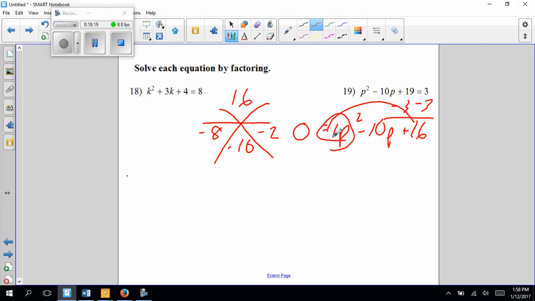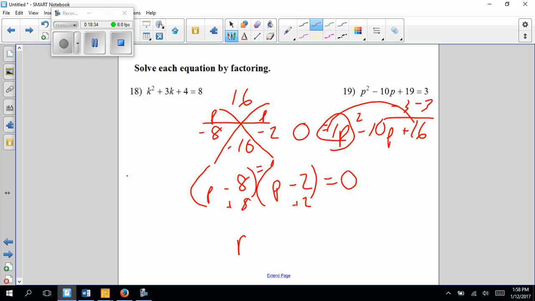My a value is a 1, and then my p. So I have p minus 8 and p minus 2. Those would be my factors if it just said factor, but the directions say solve. So I add 8 when this one equals 0. I add 2 when that one equals 0, and I get p equals 8, and I get p equals 2.